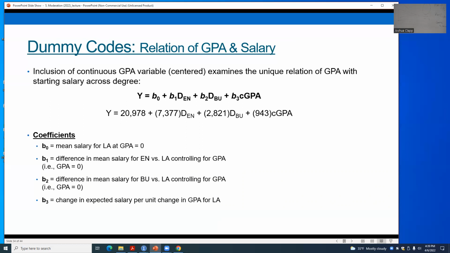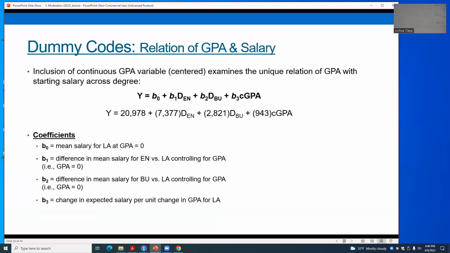What's that? Hold constant at the mean. No one gets their degree unless it's from, I don't know, Spirit University Online. No one gets a degree with a GPA of 0, right? So that's not a meaningful question. But if we center it, now all of a sudden we've got things going on here, right? So 0, or this is our expected value for our expected salary for liberal arts degrees at average GPA.